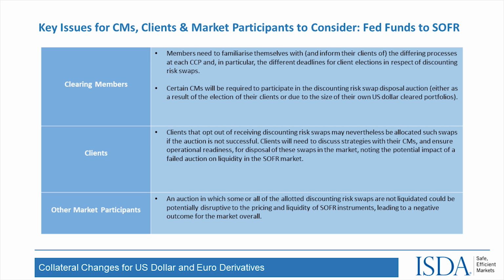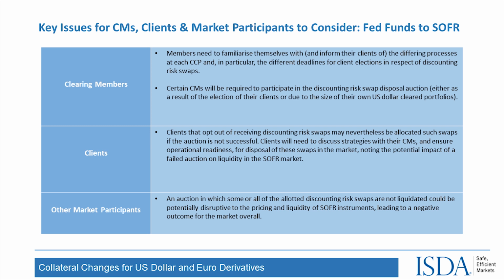In the case of clients, the main issue for them to be aware of is the one that I've already alluded to: that if they opt out of receiving discounting risk swaps, they may nevertheless be allocated those swaps if the auction isn't successful. Clients therefore do need to put in place contingency measures and discuss strategies with their clearing members to ensure that should they be allocated these swaps, they're both operationally ready and have a strategy as to how they will dispose of those swaps in the market.